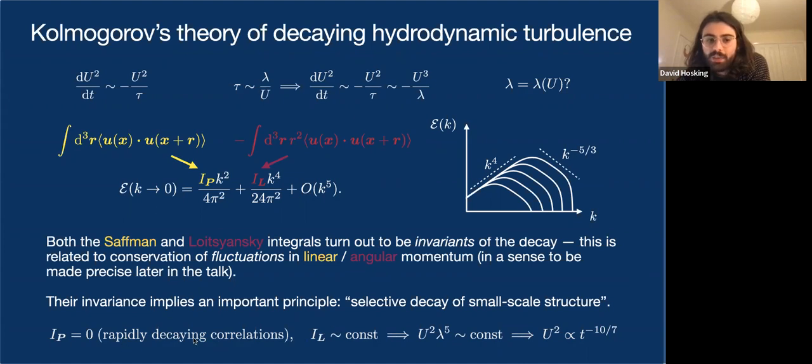But assuming that happens, this integral is 0, and the Loitsyansky integral is constant. And so simply counting up powers of things in this integral, one gets a scaling. So look, I've got 2 powers of velocity here and 5 powers of length. So that's 2 powers here from this r squared and 3 powers from the volume element. I find u squared times lambda to the 5 is constant. So that gives me my lambda as a function of u.